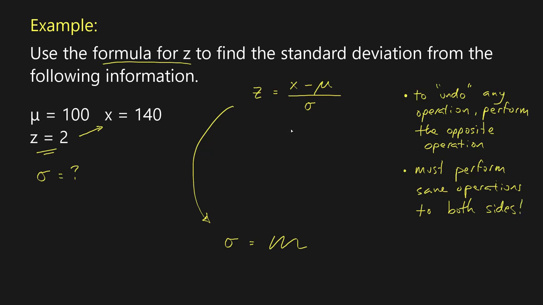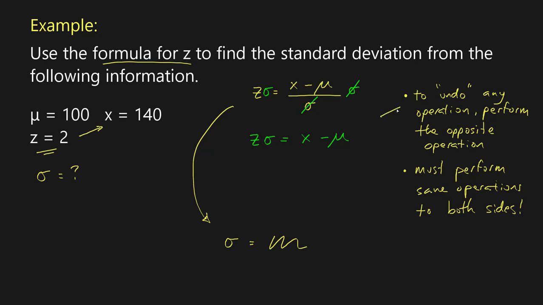So for example, I'm going to start here by multiplying this side by sigma. So these will cancel each other out. So that will stop me dividing by sigma. But I have to perform the same operation to this side as well. So when I rewrite my equation, it's going to be z sigma equals x minus the mean. So now what I have is sigma almost by itself in the right spot. But I've got it being multiplied by this z here, and I don't want to see that.